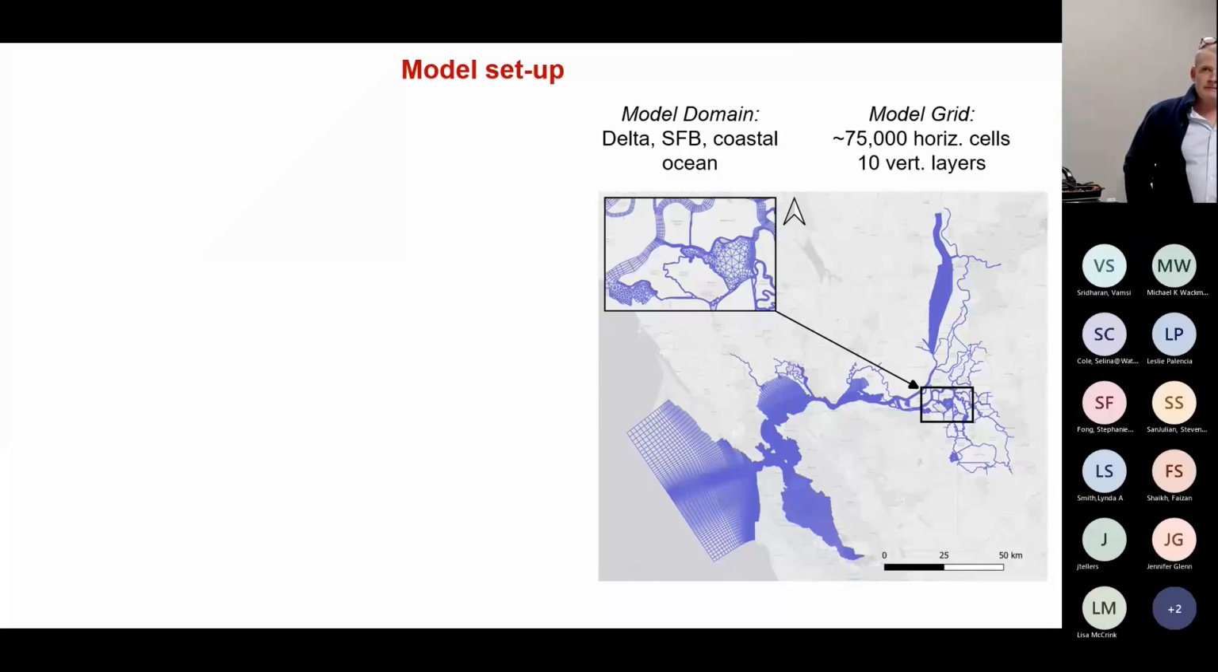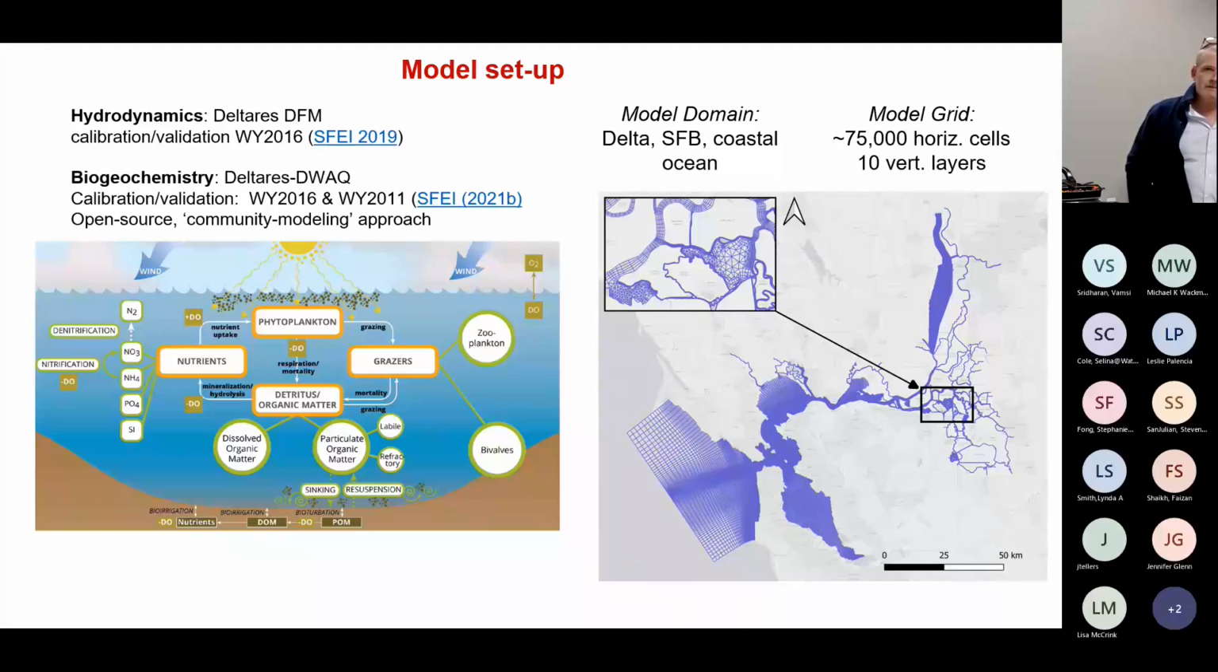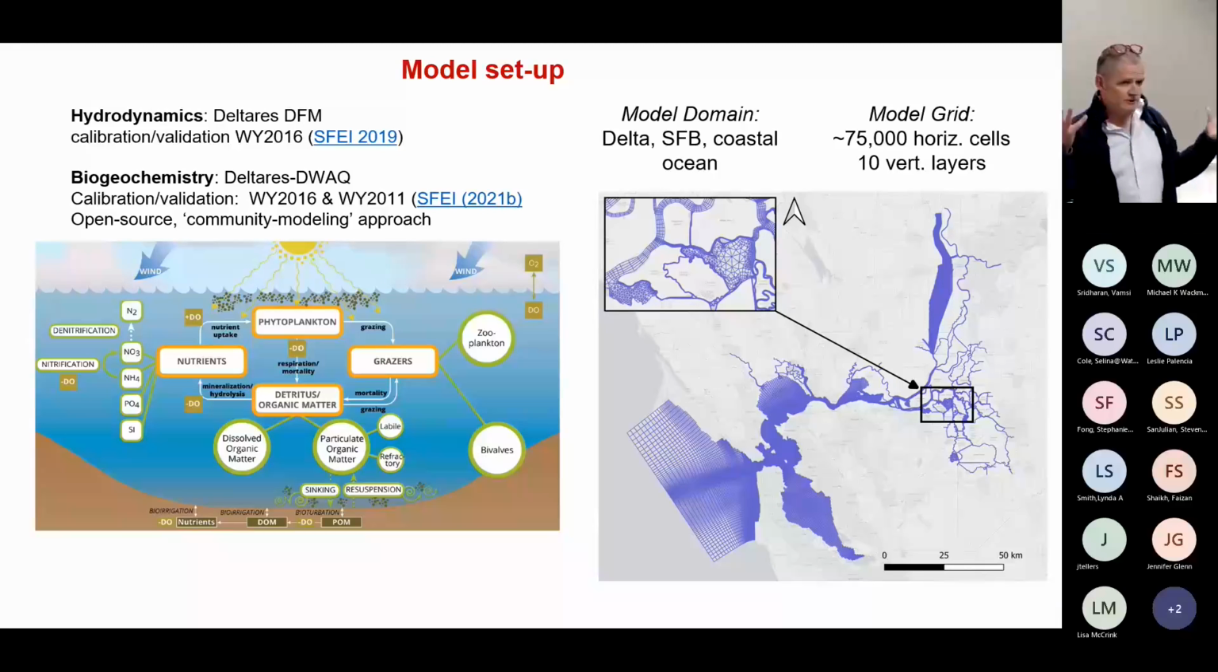So really briefly, the model setup. The model domain extends out to the delta. 70,000 horizontal grid cells, 10 vertical layers. You can see a bit of the detail on the grid, including Frank's track there. And the model tools we're using: Delft3D Flexible Mesh for hydrodynamics, with calibration and validation for water year 2016, and there's a link in here to find that report. Biogeochemistry, Delft3D DELWAQ, with calibration and validation for water years 2016 and 2011, where we were aiming for two very distinct years in terms of their hydrological forcings, wet and dry.